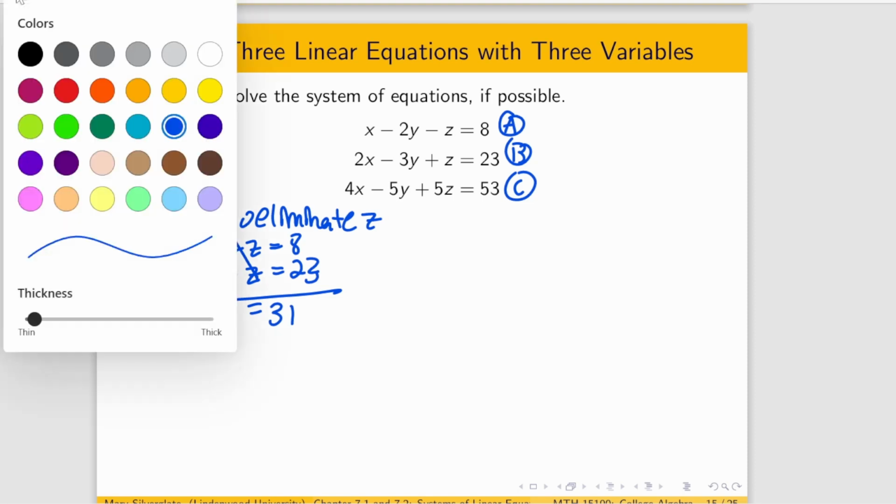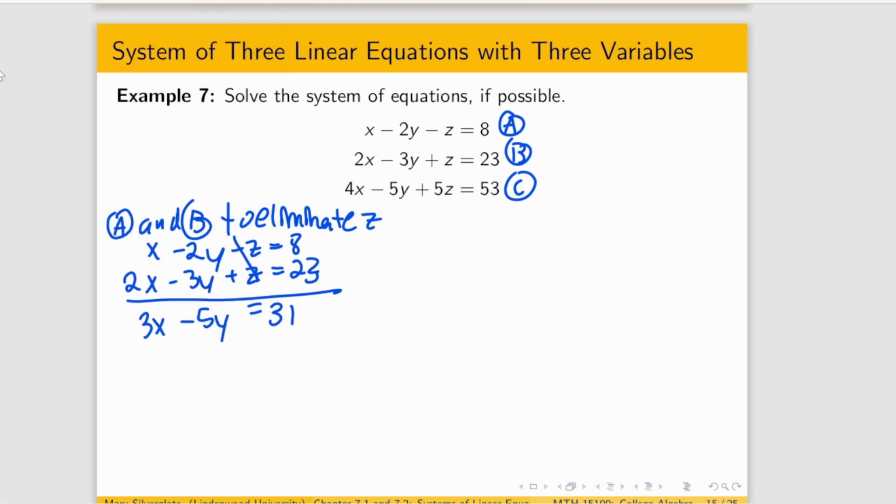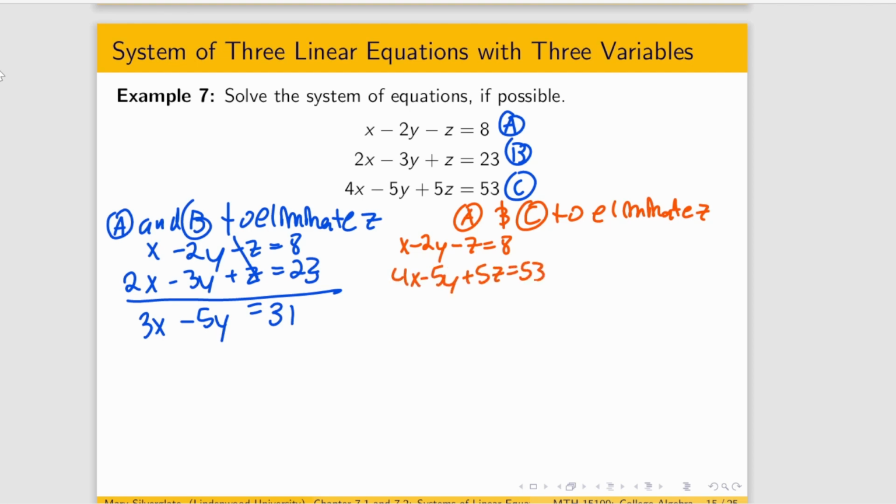Now we need to somehow use equation C. I'm just going to choose to combine A and C. So we're going to combine A and C to eliminate z. So equation A, x minus 2y minus z is 8. In C, that's 4x minus 5y plus 5z is 53. So we have to multiply the first equation by 5 to make that happen, since we want to add to positive 5z, and the first equation has a negative z.